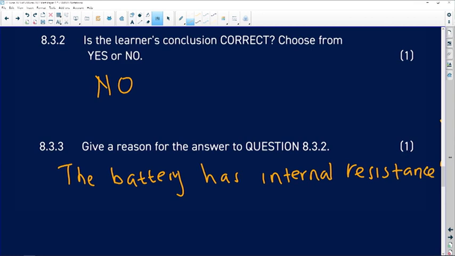All right, it means that some energy per coulomb of charge, or the volts, is going to be used to overcome the what? To overcome the internal resistance. So the learner's conclusion was incorrect.